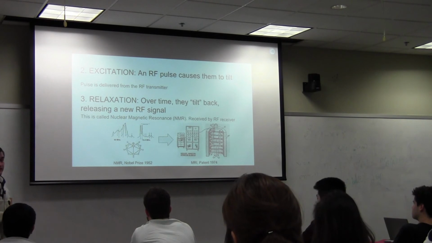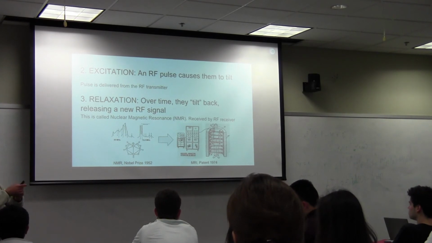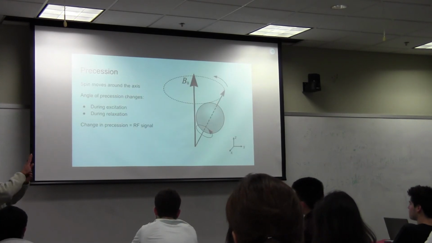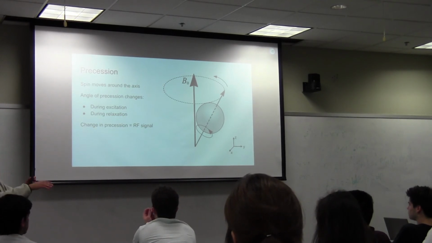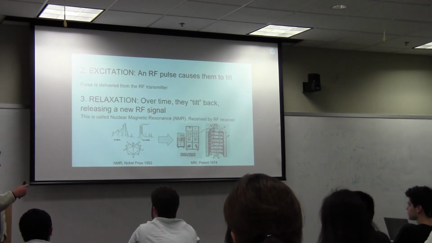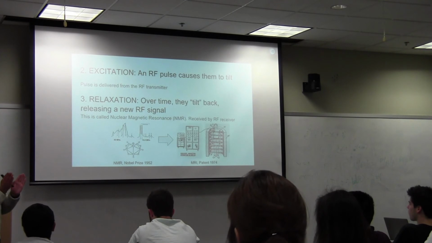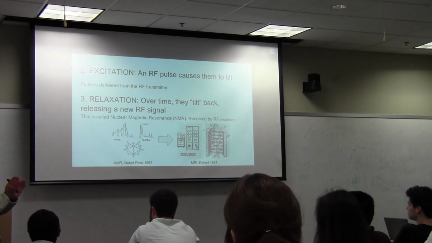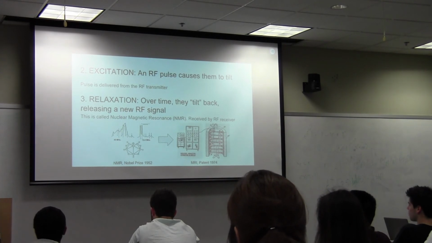So as I was mentioning, for the excitation, when you hit the body with the RF signal from the gradient coil, the angle of precession that I showed actually increases, such that the arrow representing that precession tilts more towards the XY axis. So the pulse is delivered from the transmitter, and they tilt more. Then you let go of that pulse, and over time, those nuclei relax back towards their original precession angle, and they release a new radio frequency signal, which you pick up with the receiver.